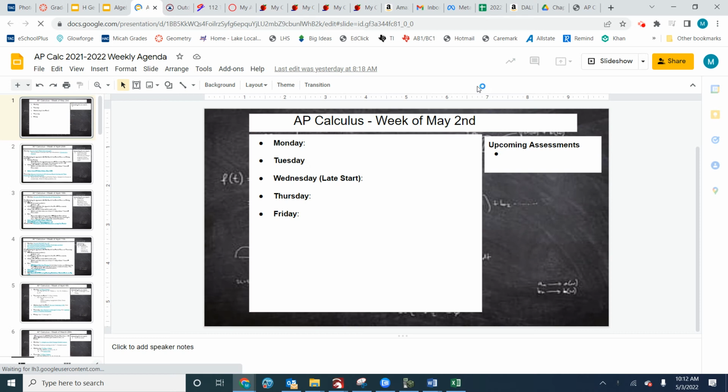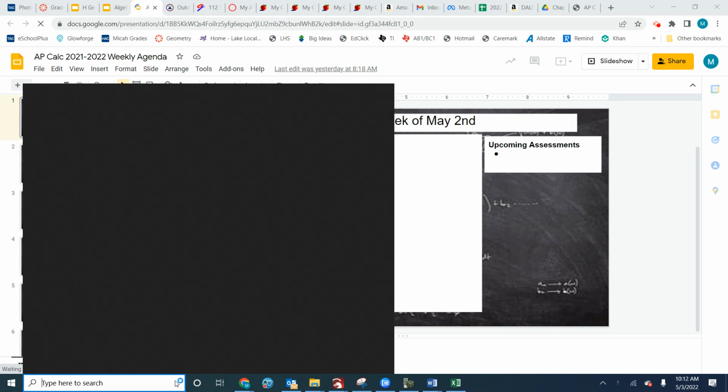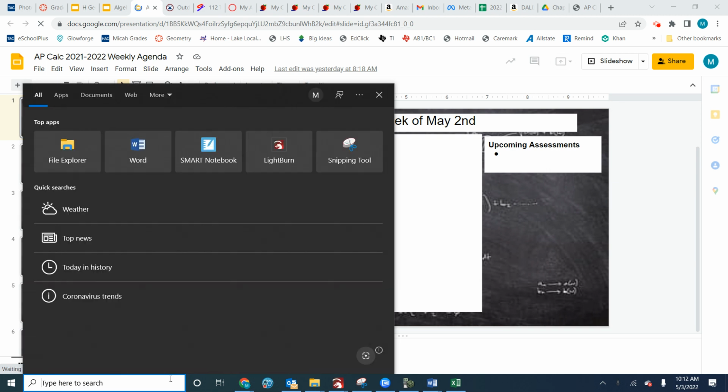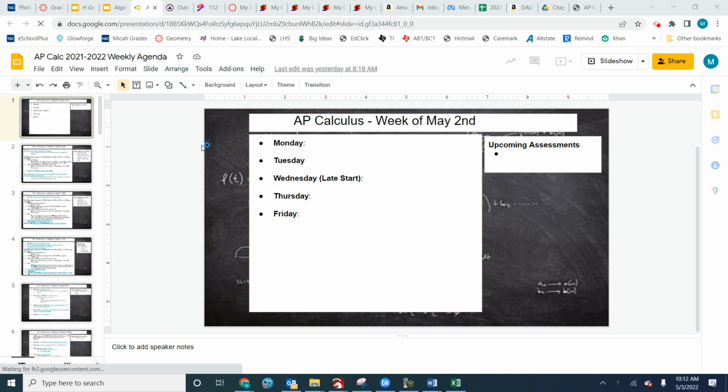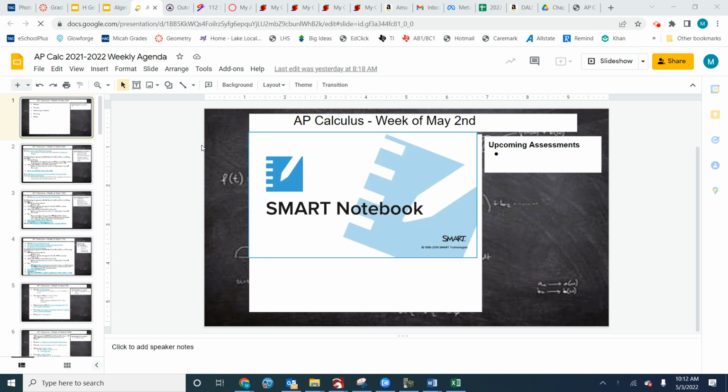Smart Notebook just crashed. Blame it on the tabs. All right, while this is opening up, a beautiful, blank, fresh, clean Smart Notebook document, ready for your questions.